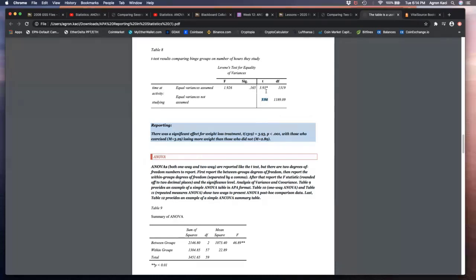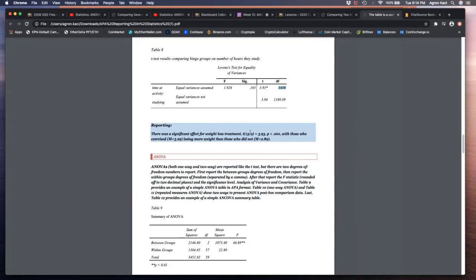If the p-value is significant, then you put one asterisk next to the t-value. One asterisk is significant at the 0.05 level. Two asterisks are significant at the 0.01 level. If there are three, then it's significant at the 0.001 alpha. So that's how you report the t-value. You have to report the degrees of freedom, of course.